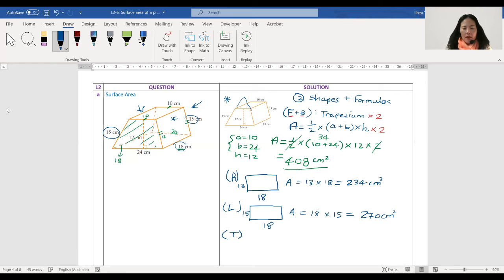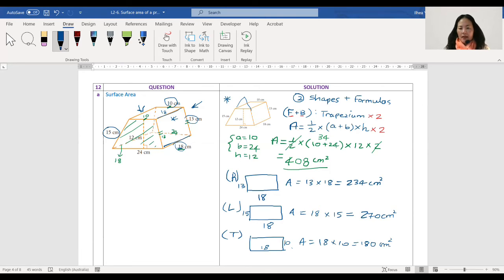Okay, now I have the top. Top and bottom are not the same, because it's getting smaller, isn't it? So the top face is much smaller than my bottom face. For the top one, my measurement is 10 here. And remember, this 18 here, that line is the same as this 18. So I have 10 and 18, so my area is 18 times 10, which is 180 square centimeters.